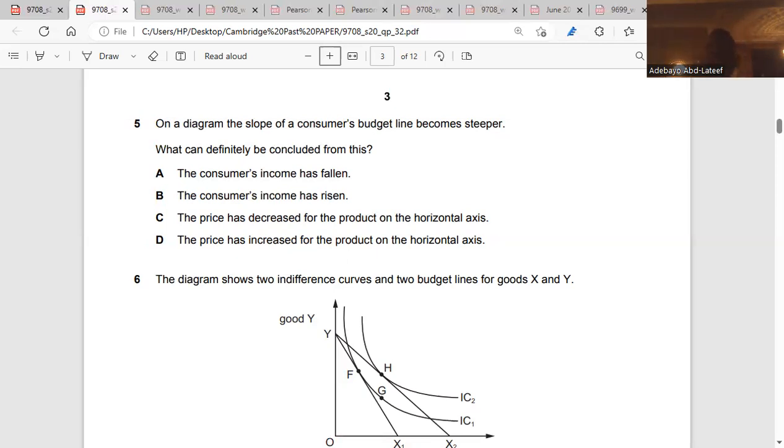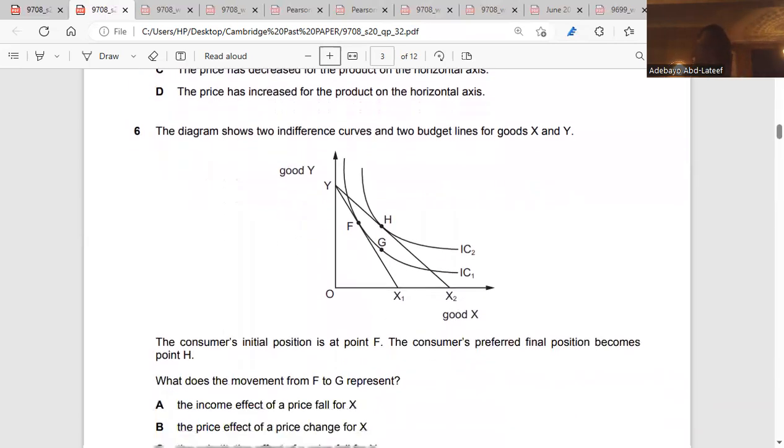But if the income level increases, the budget line will shift rightward. If the income level falls, the budget line will shift leftward. So it is steeper when the price increases. It is flatter when the price decreases. It shifts rightward when the level of income increases. It shifts leftward when the income level falls. I think it's clear now. So go to question 6.